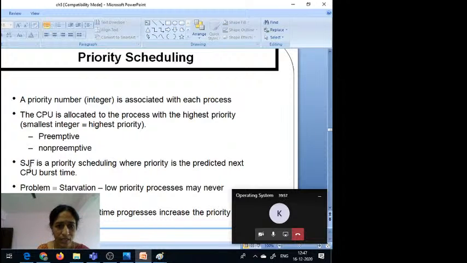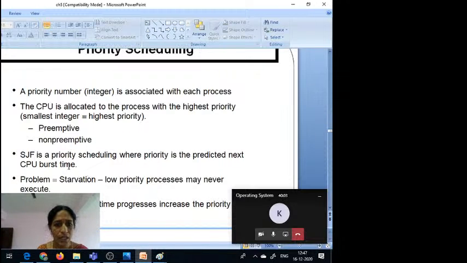Now the shortest job first is a priority scheduling where the priority is the predicted next CPU burst time. If shortest job first depends on CPU burst time, then shortest job first is a priority scheduling where the priority is the predicted next CPU burst time. If the process with the lowest next CPU burst time is treated as the highest priority, then it becomes the shortest job first algorithm, a priority scheduling algorithm.